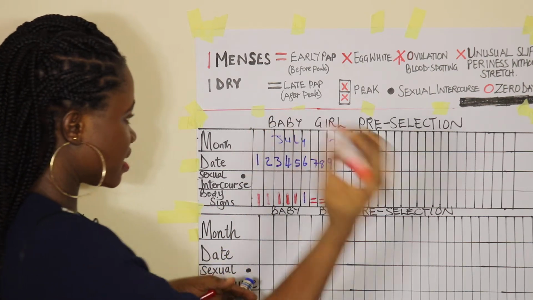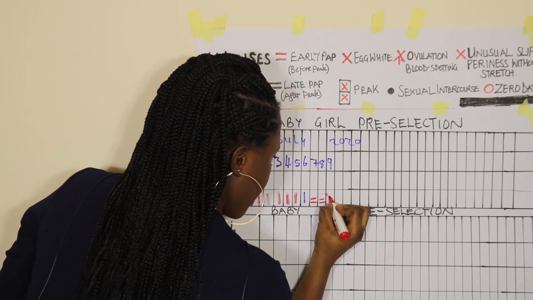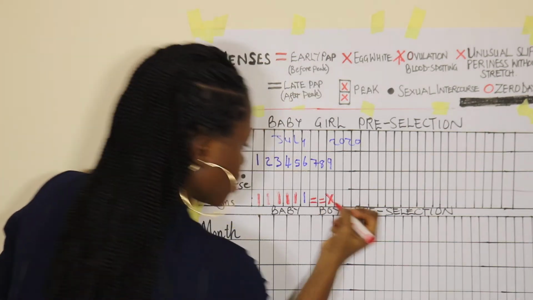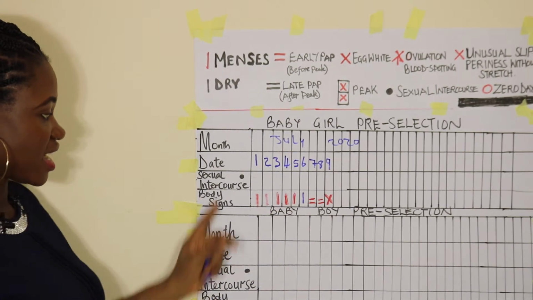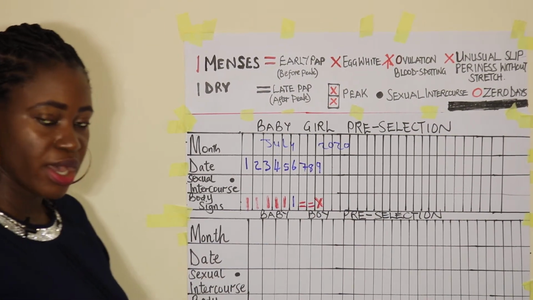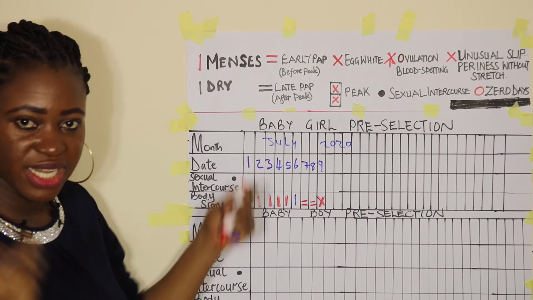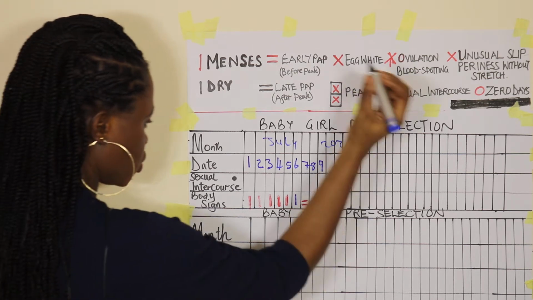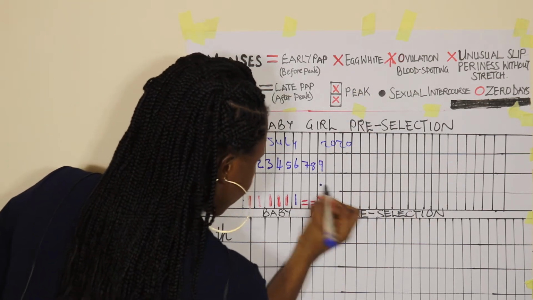And then on this day, she's going to mark her eggs. So on this day, she had sexual intercourse with her husband because she's trying to select the sex of her baby girl. So she marked her intercourse sign here.